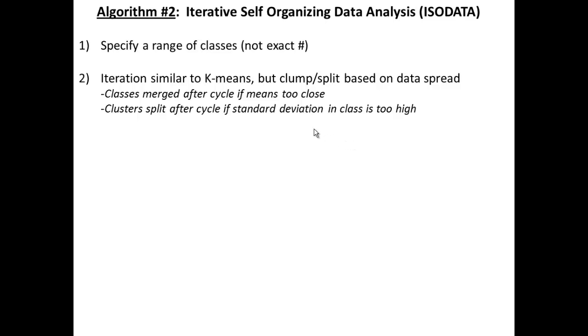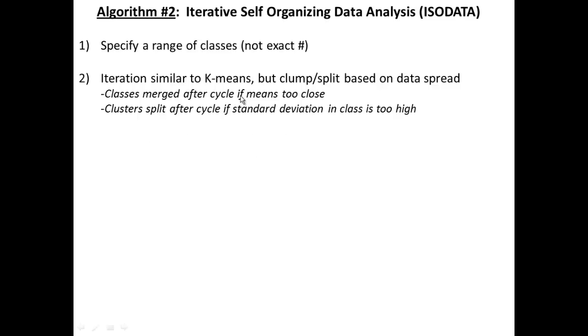The next algorithm is similar. It's called the ISO data. And in this case, the user doesn't specify an exact number of classes. Instead, you might specify a range of classes. And again, the computer will go through, pick some initial center points for the classes, and then it will do probably a minimum distance classification. But in this case, instead of grouping all the pixels into a predefined number of classes, the ISO data algorithm will actually create only as many classes as are justified by the data. And the way it does that is that if two classes have center points that are too close together, it will merge them after each iterative cycle. Likewise, if a class is too spread out, if its standard deviation is too high, it will split that class into two new groups before the next iteration.